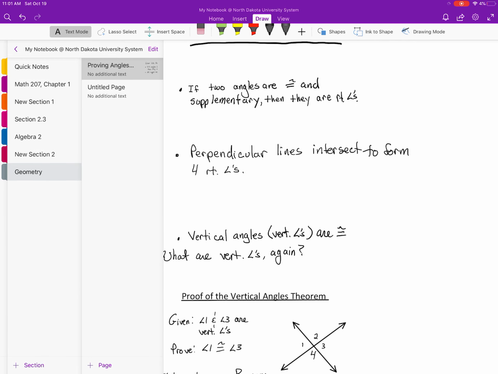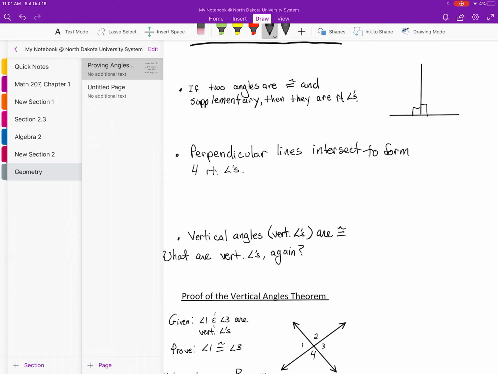Okay. If two angles are congruent and supplementary, then they are right angles. We haven't talked about that one yet, but let's draw some decent lines. No guarantees. There we go. Two angles are congruent and they are supplementary, then they are right angles. Let's not do that. That's this mess, right?